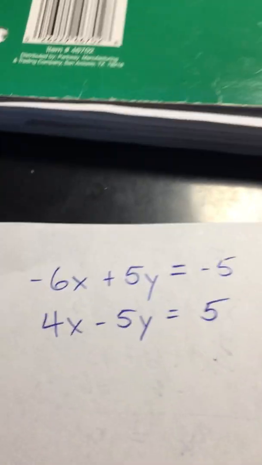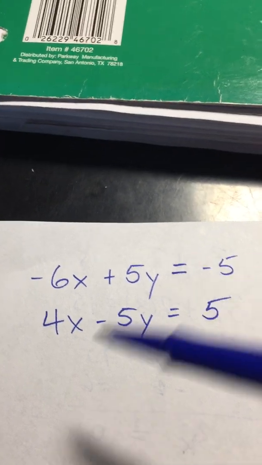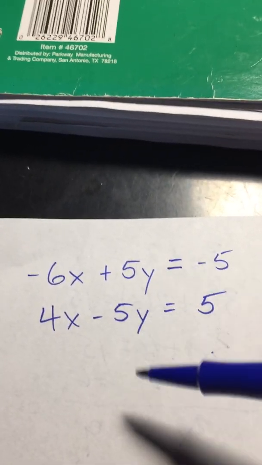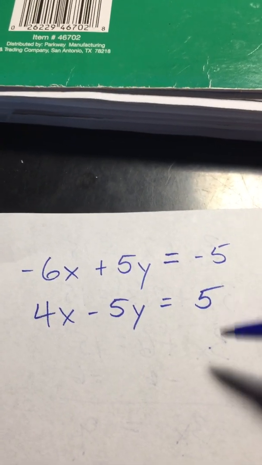So number 3, again, nice and lovely, easy because they came in this format already. The x's line up, the y's line up, the equal signs line up, and the numbers line up.